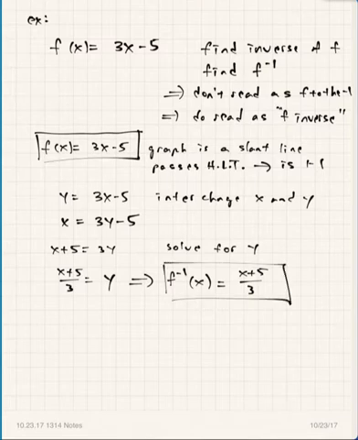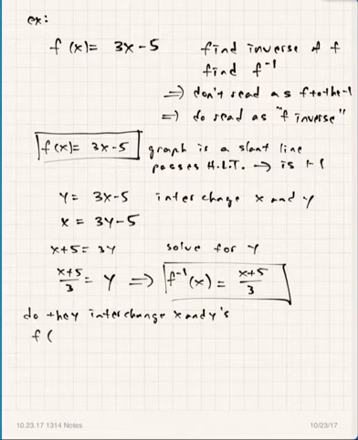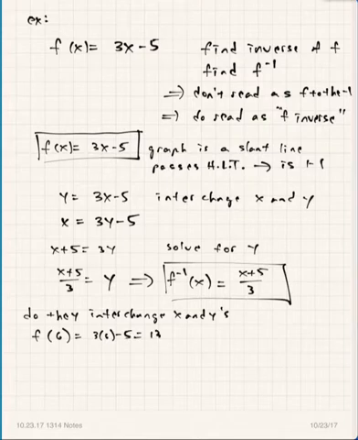Now you could get an idea whether you're right or not. This is just an idea of whether you're right or not, but do they switch x and y's? Do they interchange x and y's? So pick an x value, anything you want, like let's say f of 6. F of 6 is 3 times 6 minus 5, or 18 minus 5, or 13. So f of 6 is equal to 13.